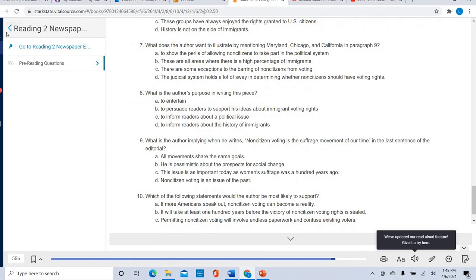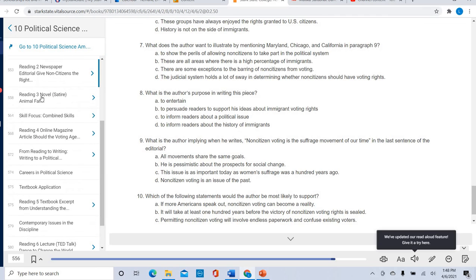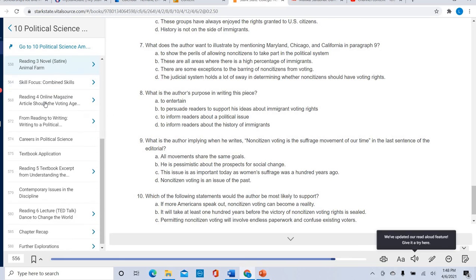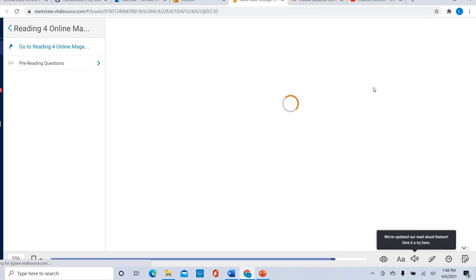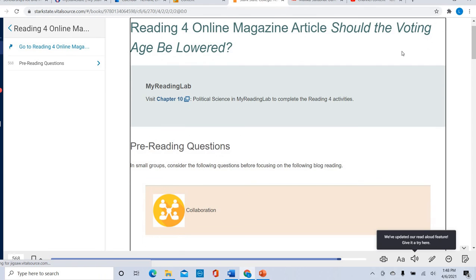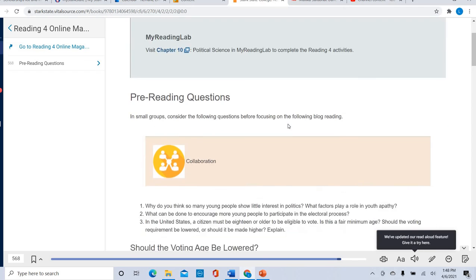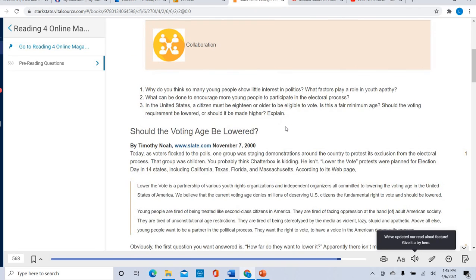So we'll click back in here, go back over here, and we're going to scroll down. It's on page 570. The questions are on 570. So here's the actual reading. Should the voting age be lowered? And it's actually a really interesting reading.